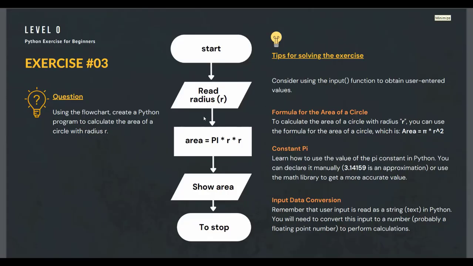Okay, so looking at this flowchart, I can see it's a very easy program. And for the tips, there is the formula of the area. As we can see, area is equal to pi into r into r, or r squared. We have the value of the constant pi, so we have some tips. Now I have my question and my flowchart, so let me jump into VS Code and start solving this program.